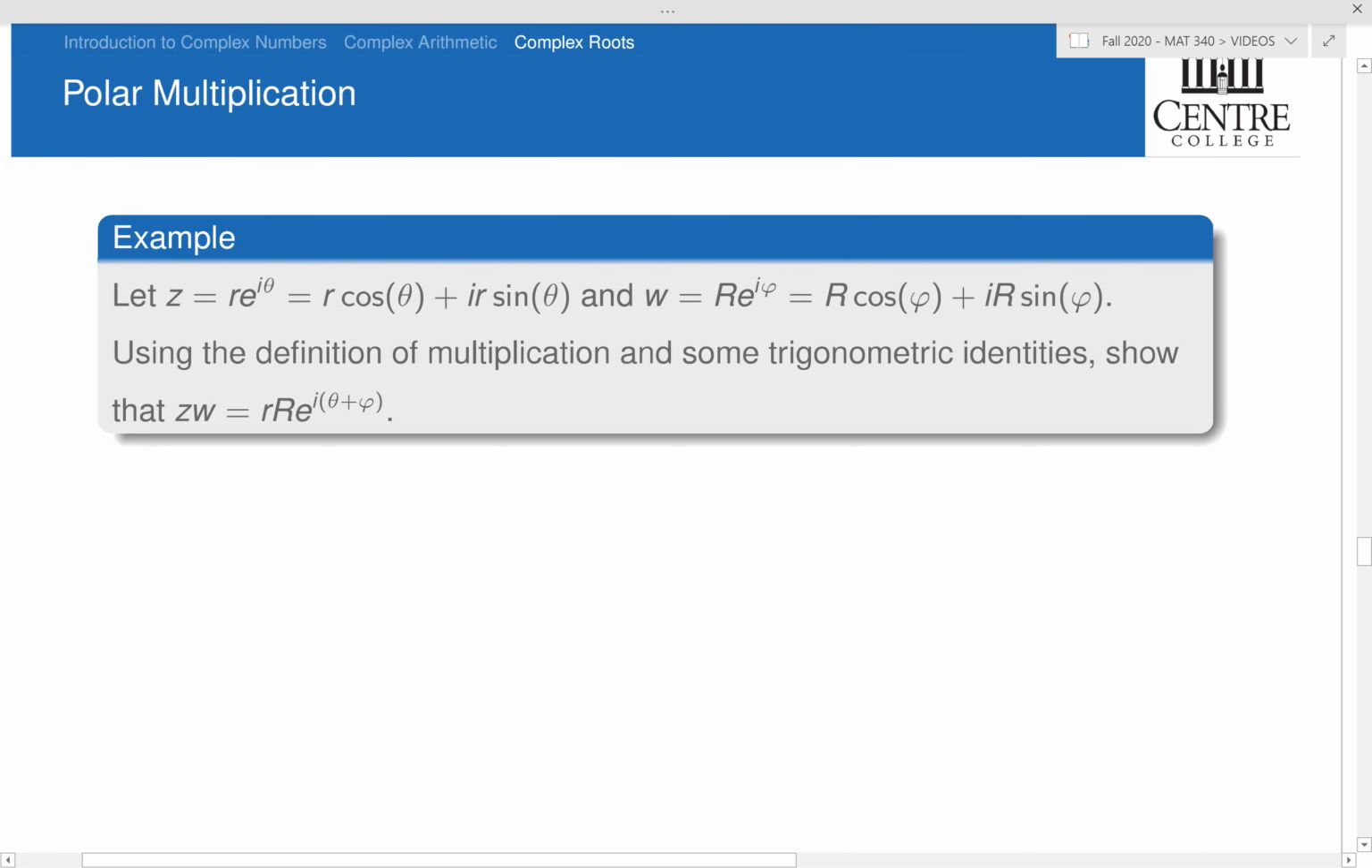All right, so now we have talked about how we multiply complex numbers in the Cartesian form. So if I give you x plus iy and u plus iv, you know how to multiply those complex numbers. What we would next like to understand is how do we multiply complex numbers when they're given in their polar form.